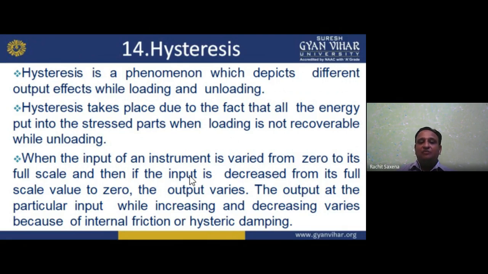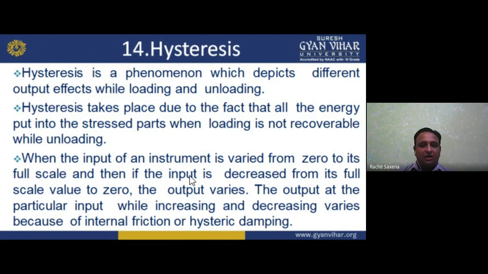Now, when the input of an instrument is varied from 0 to its full scale, and then the input is decreased from its full scale value to 0, the output varies. The output at a particular input while increasing and decreasing differs because of internal friction or hysteretic damping.